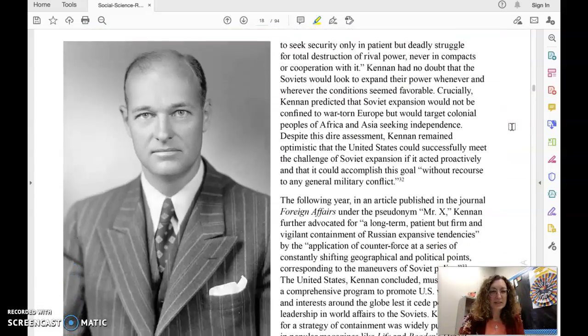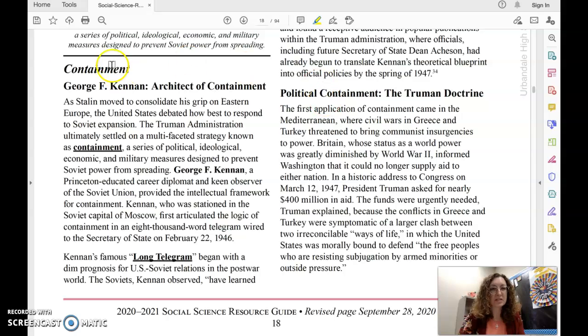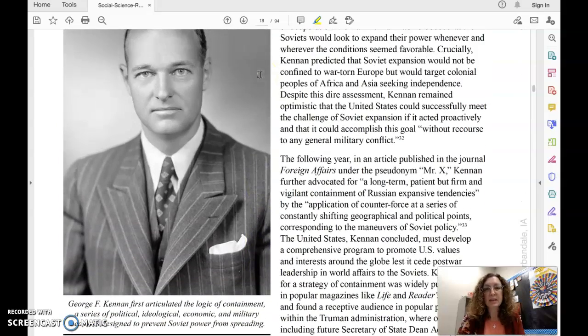Okay, next we're going to talk about a policy that the United States and Europe moved into, and this policy is called containment. This is the idea that we are going to try to contain the spread of communism. The person who you want to remember the name of related to containment is George F. Kennan. So Stalin's trying to increase his power in Eastern Europe, and the Truman administration, including George Kennan, who is stationed in Moscow, he comes up with this idea that containment is the best idea.